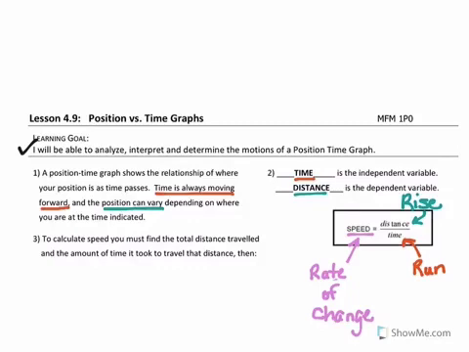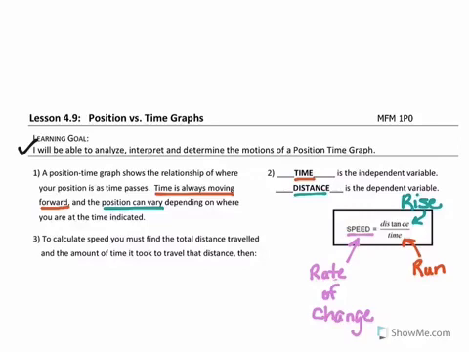So that means that if you go away from your house, your starting point, your position goes up. But if you're going to forget something at home and you go back towards your house, so you go backwards, that means your position went backwards and it can go down.